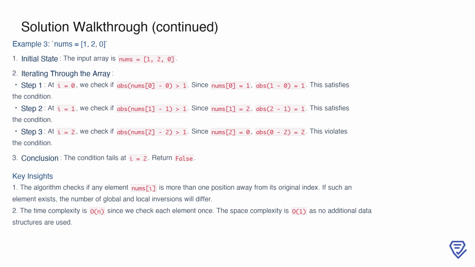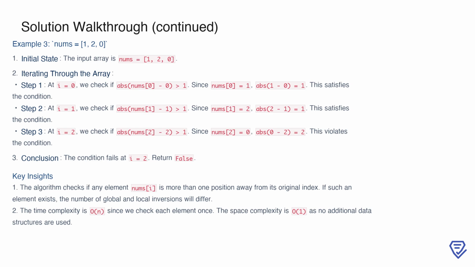For the first element at index i equals 0, the value is nums[0] equals 1. The absolute difference abs(nums[0] - 0) is 1, which satisfies the condition. For the second element at index i equals 1, the value is nums[1] equals 2. The absolute difference abs(nums[1] - 1) is 1, so the condition is still satisfied. However, for the third element at index i equals 2, the value is nums[2] equals 0. The absolute difference abs(nums[2] - 2) is 2, which violates the condition because it is greater than 1.